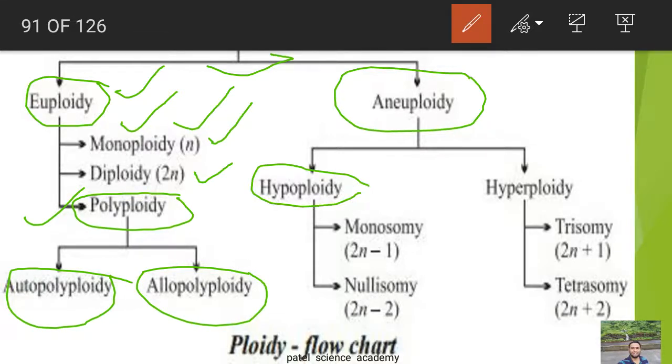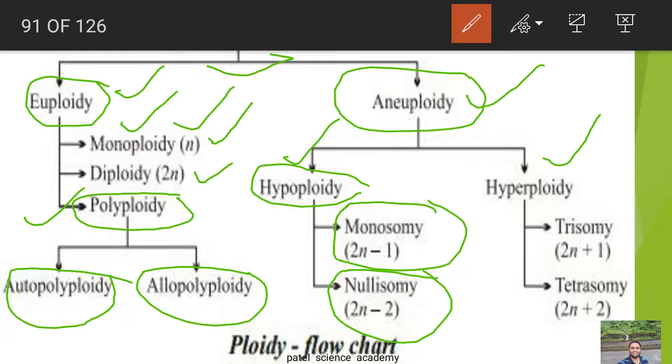But what about aneuploidy, which is divided into hypo and hyperploidy? In the hypo, it may be monosomy and nullisomy. In monosomy, there may be one chromosome less than the normal, and in nullisomy, there may be two chromosomes less than the normal gametes.